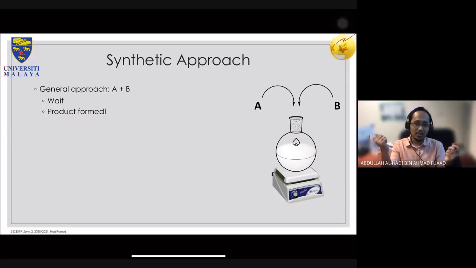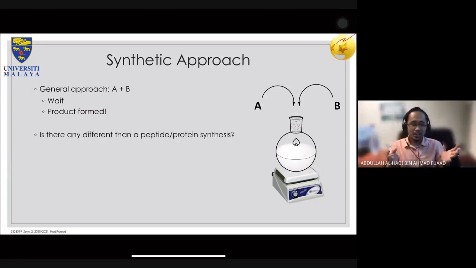So you have an A, you have a B, you combine them, stir it for a while, and then after a while a white powder forms, or when you crystallize it, it forms a powder. That is a basic synthetic approach for everything in chemistry.